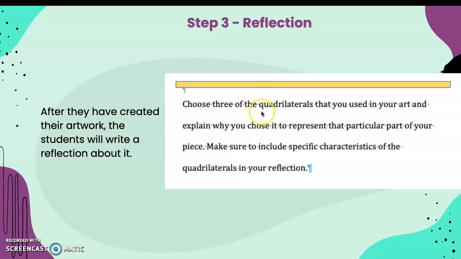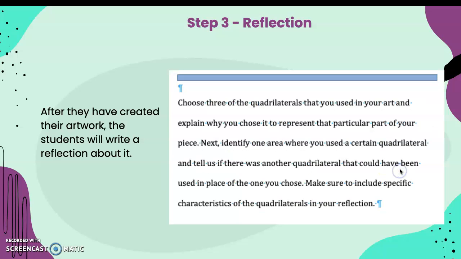The next one for on level, their instructions are just going to be written out like this and handed to them, or already on their desk, and they will choose 3 of the quadrilaterals that they used in their art and explain why they chose to represent it. And it does tell them to make sure to include specific characteristics of the quadrilaterals in the reflections, because it is important that we know that they understand, like, a square has 4 sides.